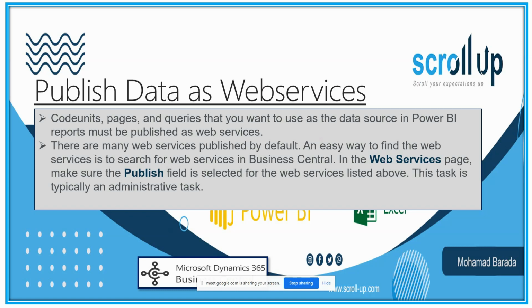Let me go back. So after we select these, we can have many web services published. Many web services are already published by default, but you can also publish as many web services, of objects, as you want, once you define them in Business Central or Dynamics NAV. So you don't have a limitation on this. The number of web services that you can create is unlimited.